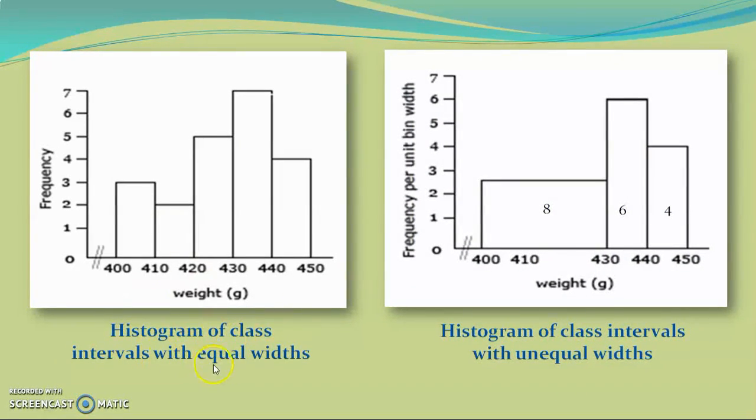Histograms of class intervals with equal width, and we have already discussed that there will be no spaces between the bars, and the width of each class is the same. But this is an example for the histogram of class interval with unequal width. In this class, the width is large, but in this one, the width is very low.